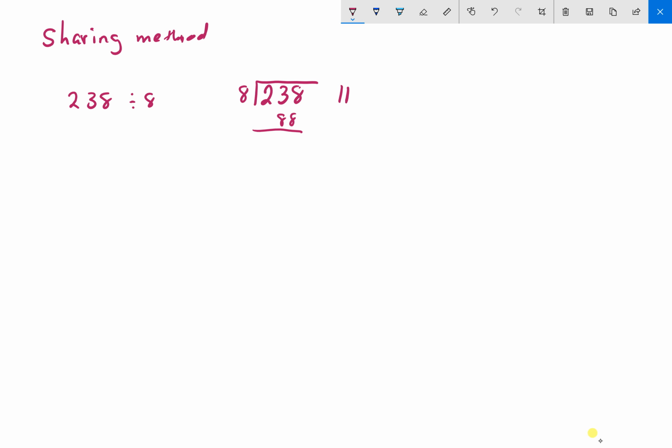I subtract, I get 0, and I say 230 minus 80 is 150. So I'm left with 150. Well, I also say, how many times does 8 go into 150? Well, I'm still not really sure. So I'm going to say I know it definitely goes in 10 times. And so when I do this, I get 70.